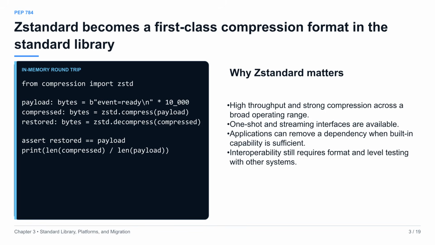Bringing the format into Python reduces dependency cost for archives, data pipelines, caches, and network tooling that already exchange Zstandard data. Adoption should still include interoperability tests for framing, dictionaries, compression levels, and streaming boundaries. A built-in module simplifies availability. It does not choose the right speed, ratio, memory, or compatibility settings for a particular protocol.